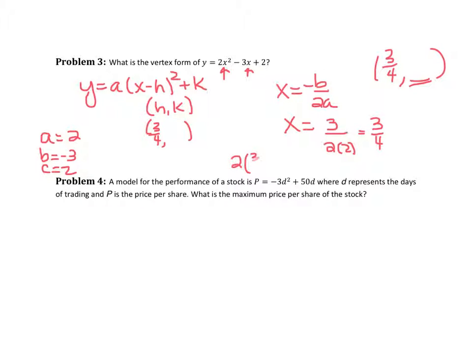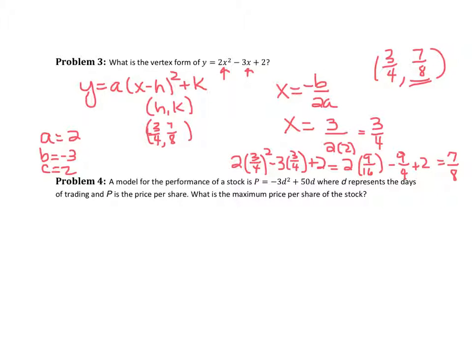So 2 times 3/4 squared minus 3 times 3/4 plus 2. That's 2 times 9/16, because 3/4 times 3/4 is 9/16, minus 9/4 plus 2. And when you clean that whole thing up, you're going to end up with 7/8. Hopefully you're okay adding and subtracting fractions. Remember, you need a common denominator. Your calculator can do that cleanup work for you too. So I get a vertex of (3/4, 7/8).